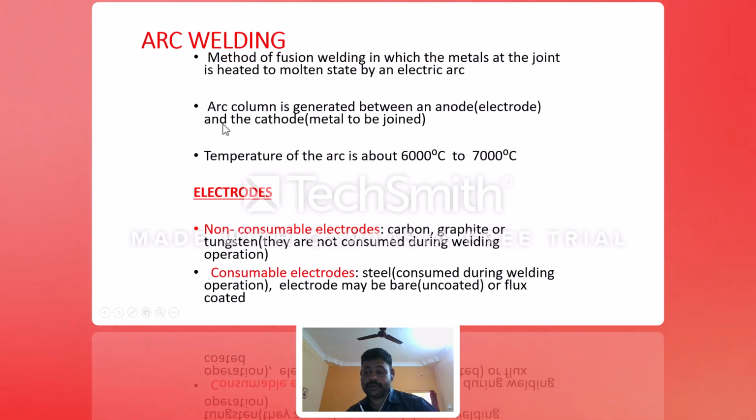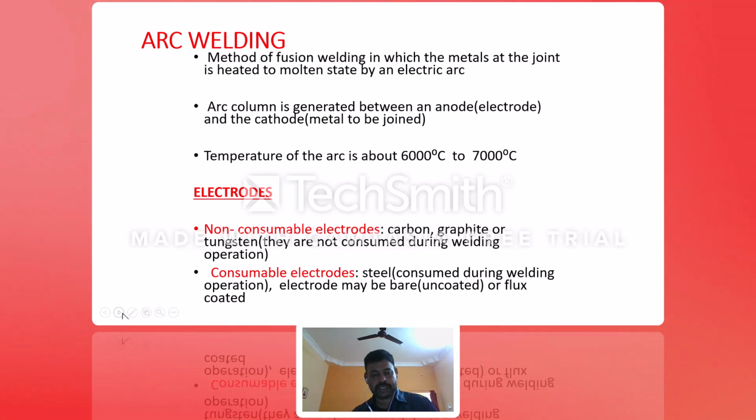Then arc welding and electrodes. We are using electric arc welding. We are generating an arc, which gives a huge temperature, 6,000 to 7,000 degrees centigrade, and that heat input we are utilizing to melt the material. Here we use consumable and non-consumable electrodes. Copper, carbon, graphite, tungsten, high melting point materials are used for non-consumable electrodes. Sometimes consumable electrodes are used, like steel electrodes, which may be bare, uncoated, or flux coated, different types of electrodes.